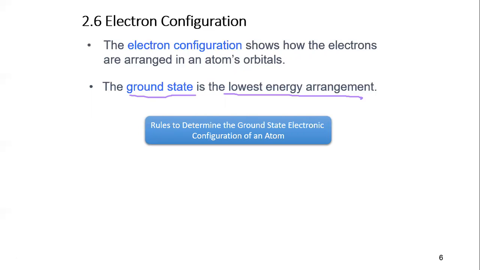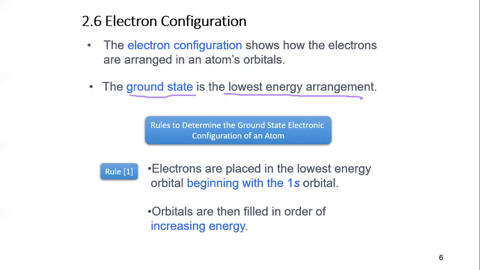There are some rules that we need to follow when writing the electron configuration. We always start with the 1s orbital. Anytime you write an electron configuration, we start from the 1s. Once that's filled, we go to the second energy level. We fill both of those types of orbitals, and then we move to the third, fourth, etc. So you always fill in increasing energy orbitals, and you always start with the 1s orbital. You don't start with the 2s, you start with the 1s and work your way up.